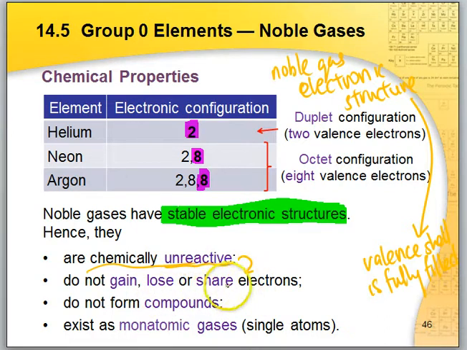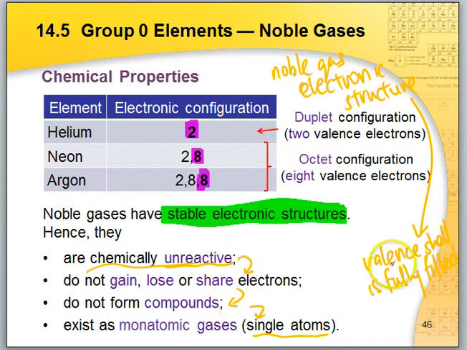Why do they not lose, gain, or share electrons? Because they are unreactive. And because they do not lose, gain, or share electrons, they do not form compounds. And because they do not form compounds, they exist as monatomic gases, which means that they exist as single atoms. So one is the effect of the other.